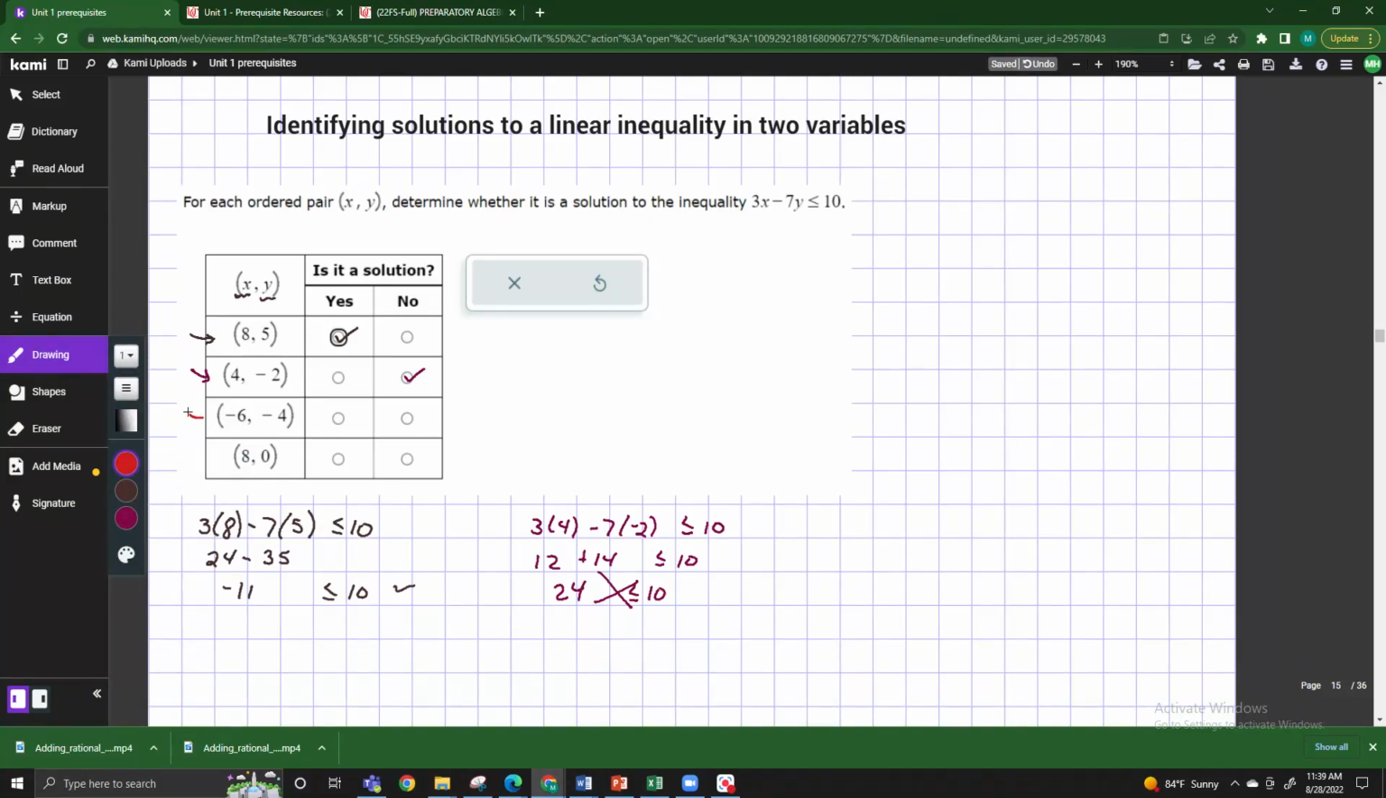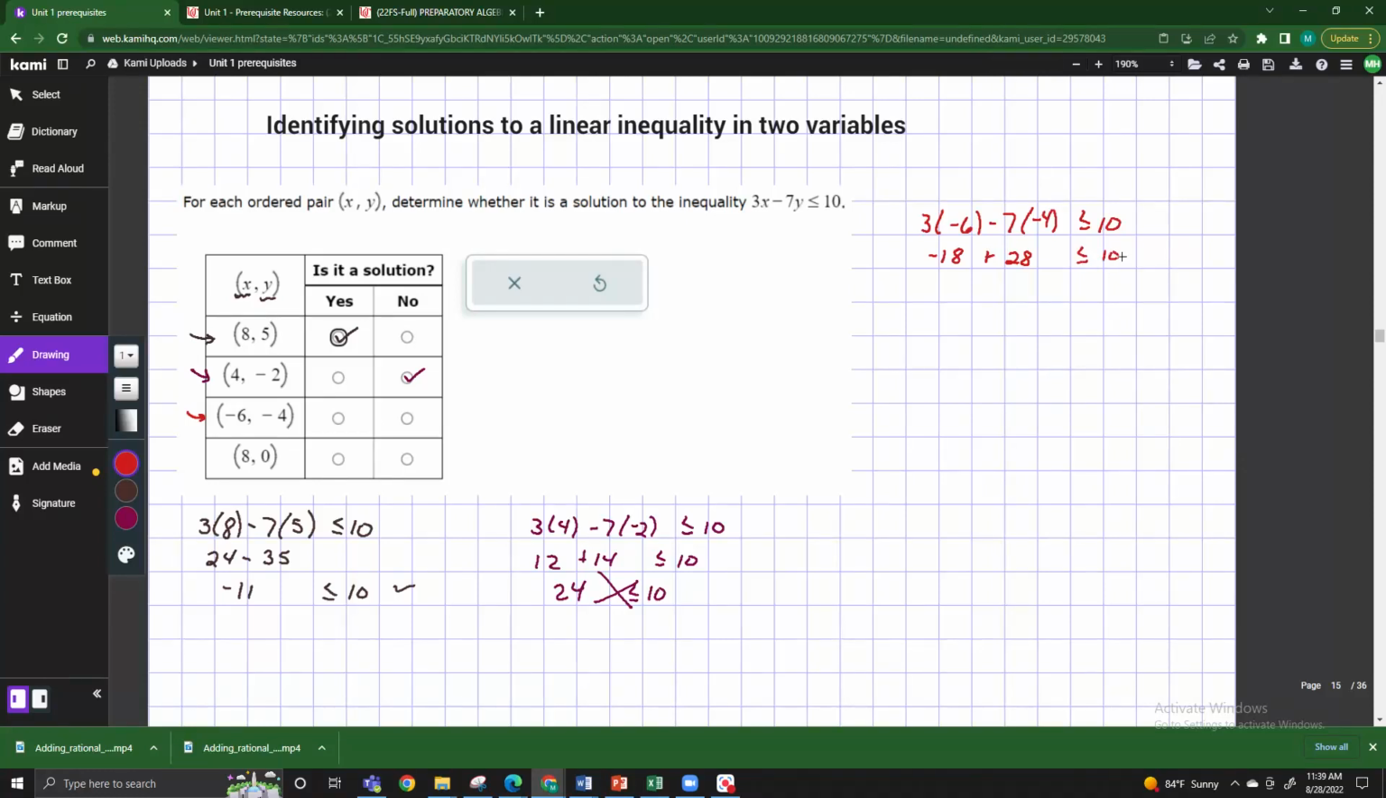The third one, we're plugging in a negative 6 for x and a negative 4 for y. I'm going to do it over here. So 3 times negative 6 minus 7 times negative 4. Is that less than or equal to 10? So we have a negative 18. Negative 7 times negative 4 is going to be a positive 28. And is it less than or equal to 10?